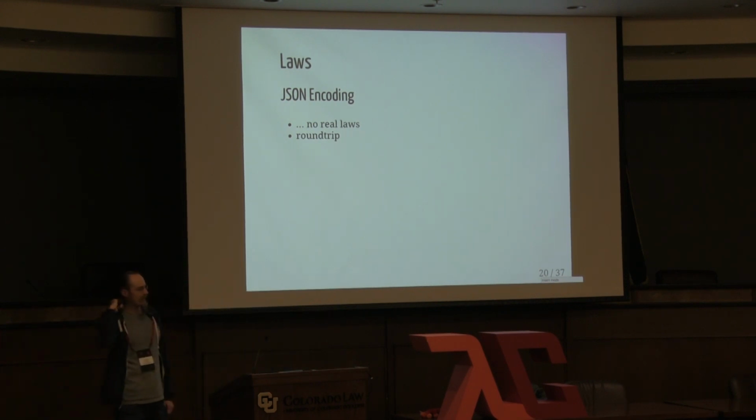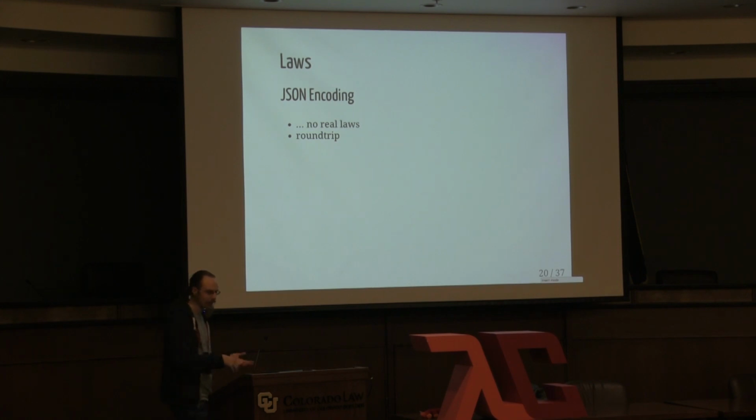For JSON encoding, there aren't really any laws in and of itself. Usually you check for round trip laws, which means you have something that encodes into JSON and then decodes back, and you simply check if it round trips, which kind of works. This has, however, sparked a discussion in the Haskell community that JSON encoding should not be implemented via a typeclass because there are no real laws for it. Only the things that have laws associated should actually be typeclasses.